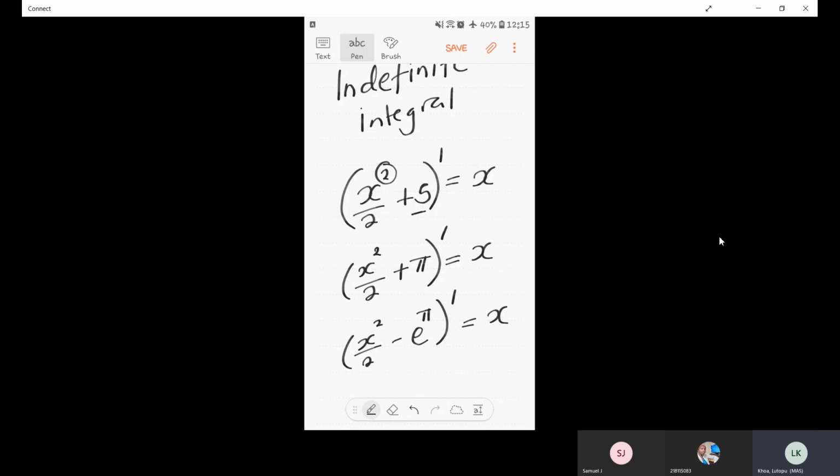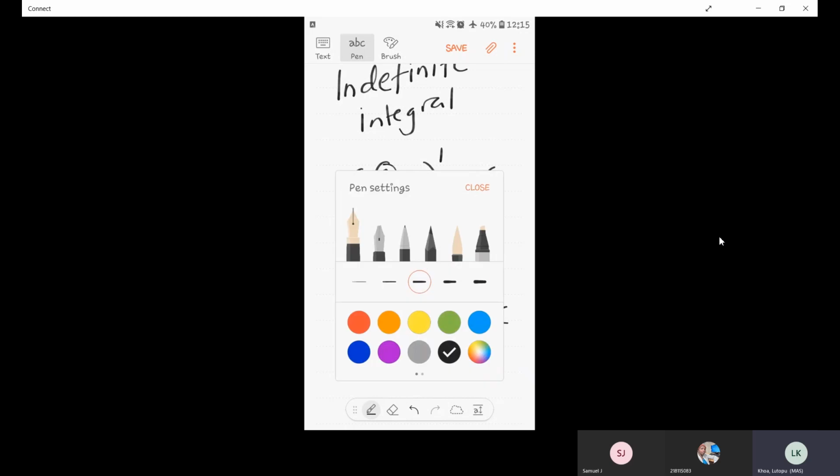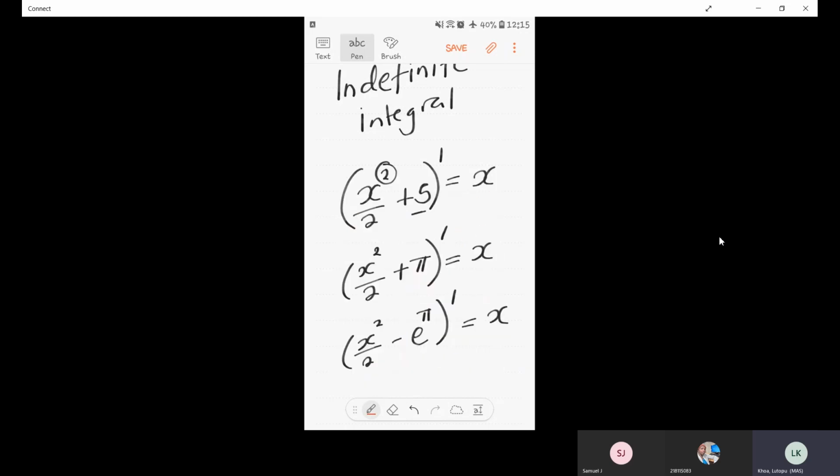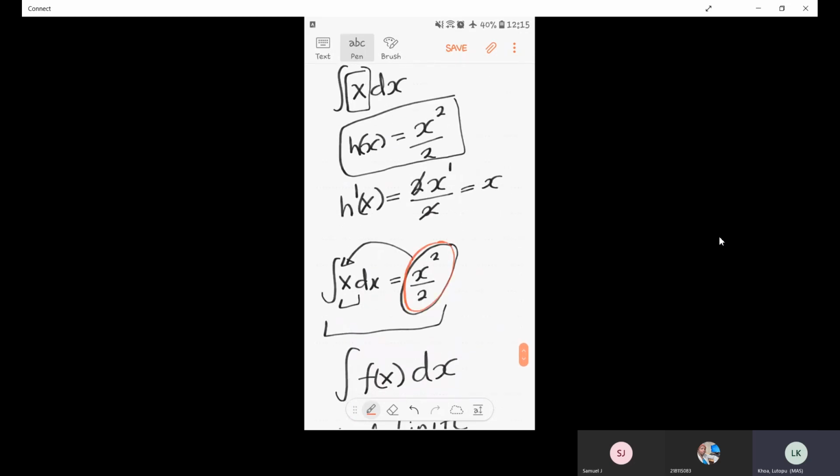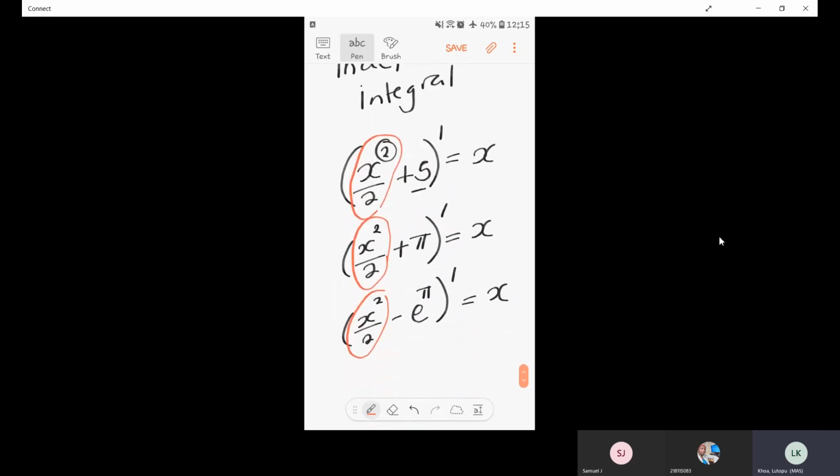Now with the indefinite integral, you can see there's something common with all our integrals. The part that they have in common is this over here, the x squared over 2. All of them have x squared over 2. Even the first one that I did, it had x squared over 2. Now what they differ by is this term here, this 5, pi, e to the power of pi. So they differ by a constant.